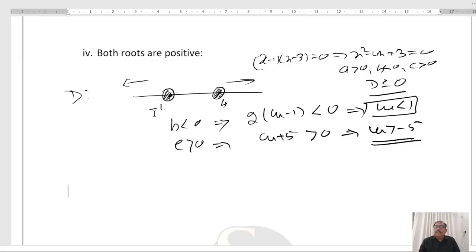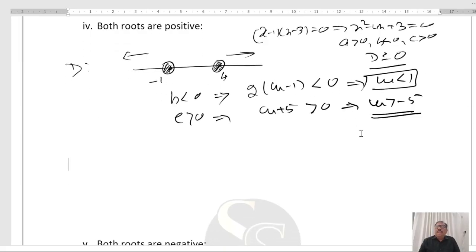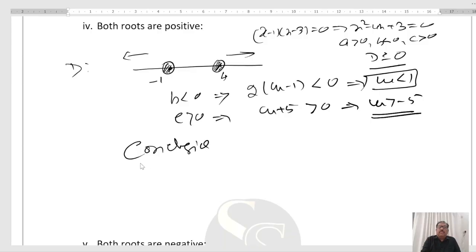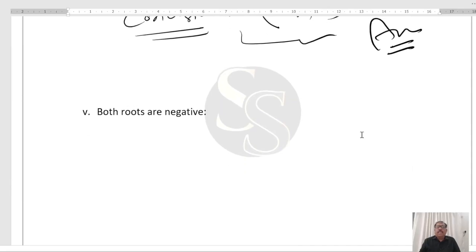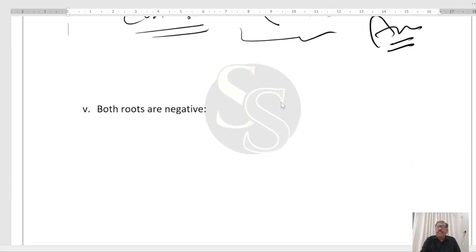Then less than 1 is not possible. So what will be our conclusion here? Which will satisfy all the values: less than minus 5, minus 5 less than 1. Going to this side, this is minus 1. This will be the answer. Right? Next part. Both roots are negative.